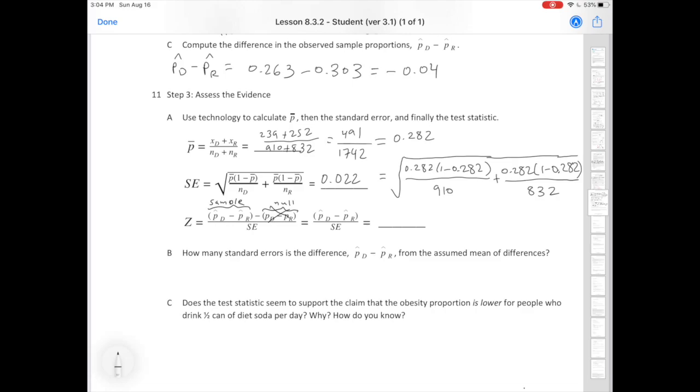So I'm going to divide those two. Remember, the sample difference is negative 0.04, and I'm going to divide that by the standard error, which is 0.022. So let me go ahead and figure out what that is. Just dividing those two numbers in the calculator, I end up with negative 1.82.